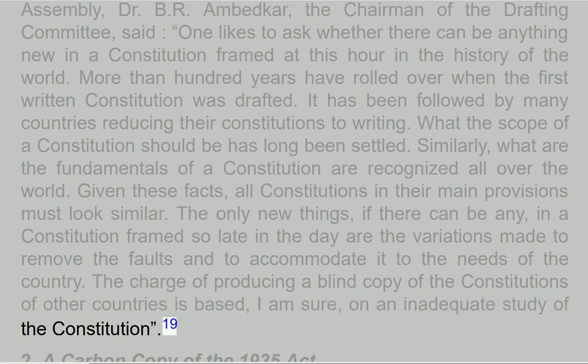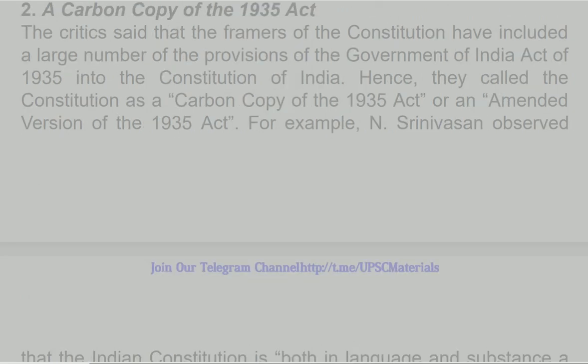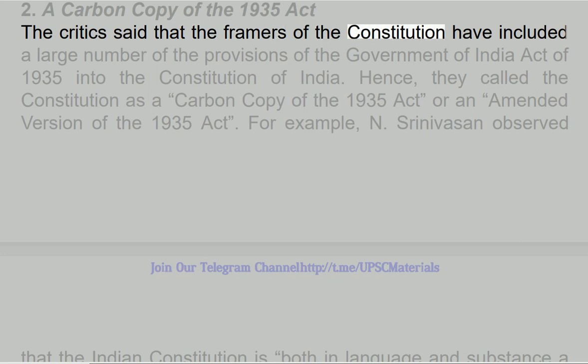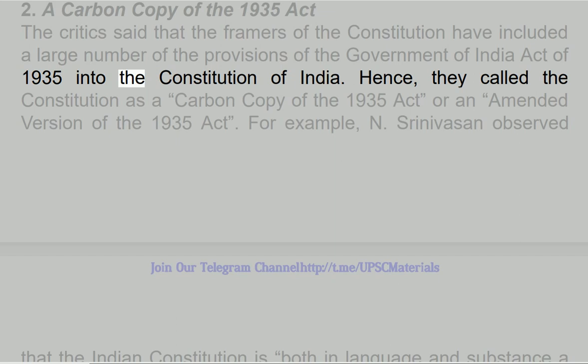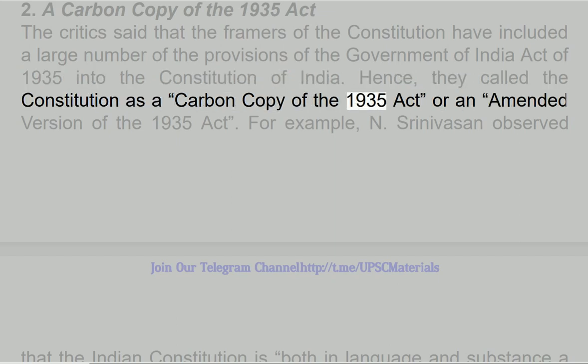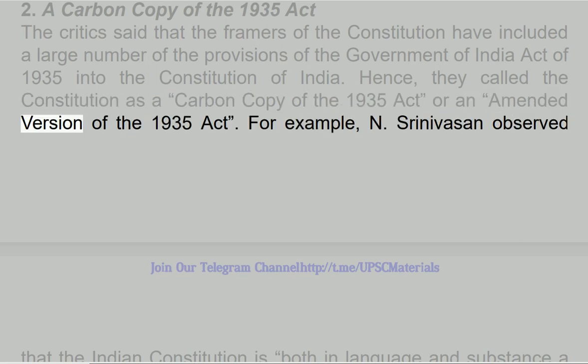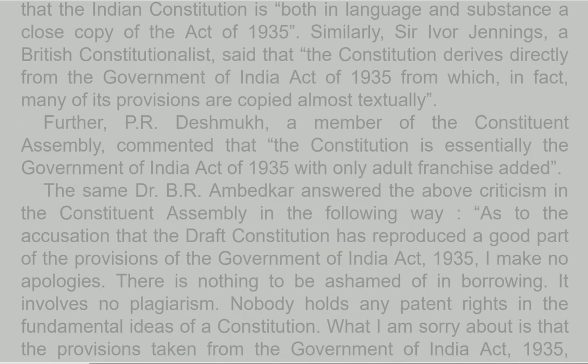2. A carbon copy of the 1935 Act. The critics said that the framers of the Constitution have included a large number of the provisions of the Government of India Act of 1935 into the Constitution of India. Hence, they called the Constitution a carbon copy of the 1935 Act, or an amended version of the 1935 Act. For example, N. Srinivasan observed that the Indian Constitution is, both in language and substance, a close copy of the Act of 1935.